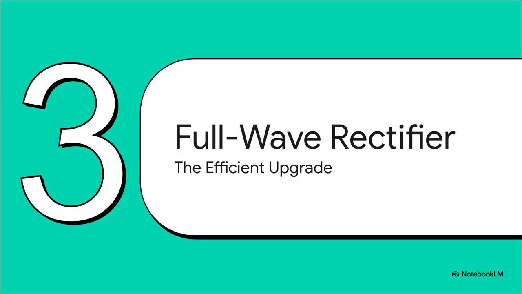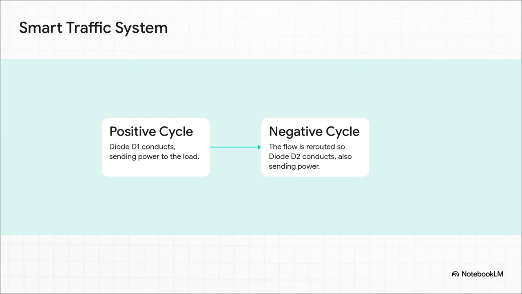This is where the full-wave rectifier comes into the picture. It's the smart, efficient upgrade we were all hoping for. So instead of a simple gate that just blocks traffic, think of the full-wave rectifier as a really smart traffic management system. When the power is flowing forward, it directs it down one road. But, and this is the clever part, when the power tries to flow backwards, it doesn't block it. Oh no. It actually reroutes it, flips it around, and sends it down that very same forward path.